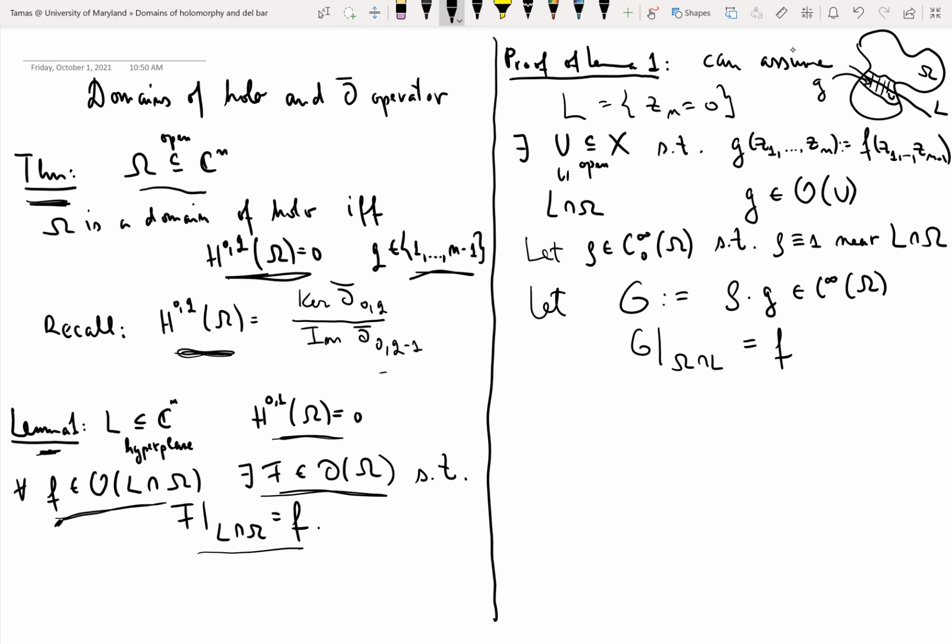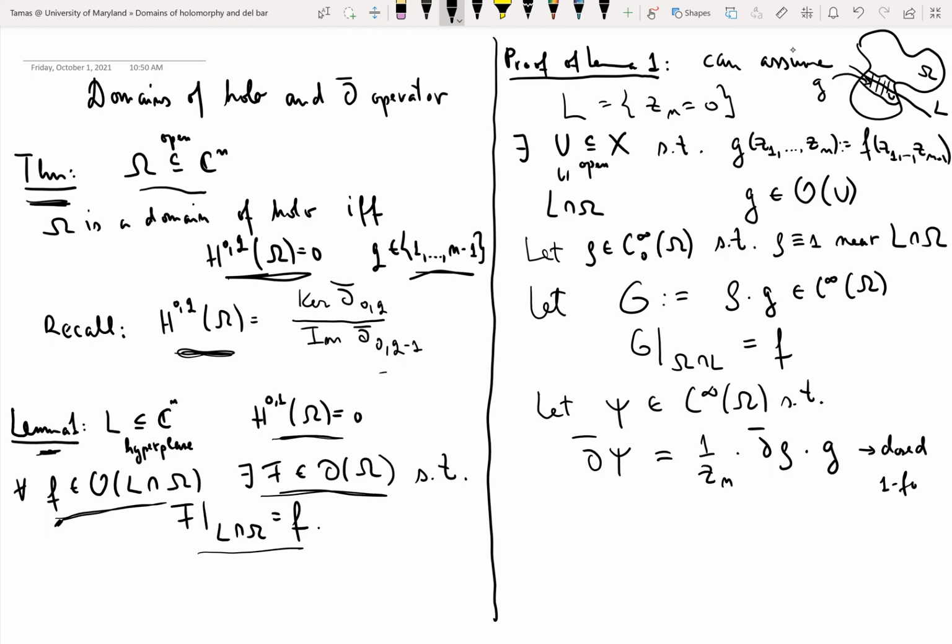Now the last step is to correct this G to be holomorphic. For this, we solve the following Dolbeault problem. Let psi be a smooth function in Omega such that del bar of psi is equal to 1 over z_n times del bar of rho times g. This is a closed one form. You might initially be concerned that this 1 over z_n makes a pole, so smoothness is ruined, but rho is identically equal to 1 near L, so del bar of rho vanishes in a neighborhood of L. So this is actually smooth. It's a smooth closed one form, so psi exists simply because of the vanishing cohomology condition.